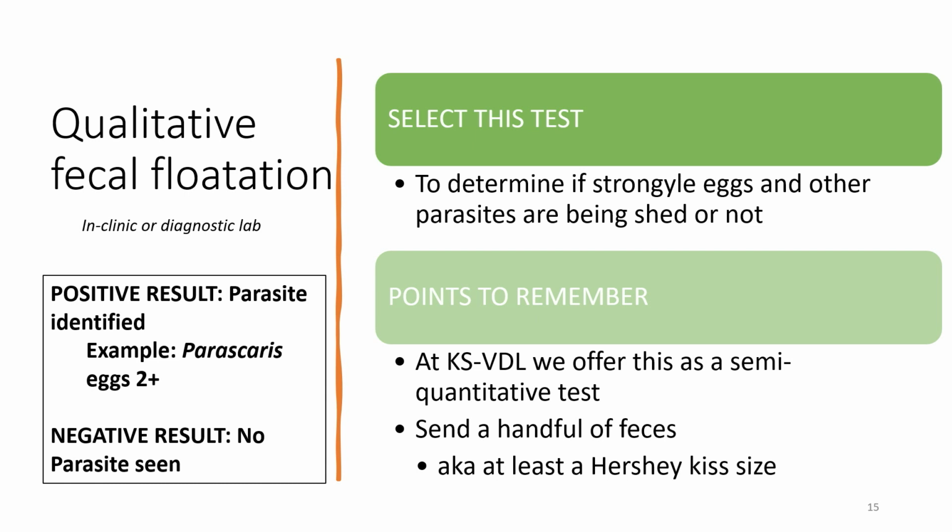Now, we recommend that you select this test, again, if the animal's history is unknown, if its deworming history is unknown, or if you're suspecting Strongyle eggs and other parasites that are being shed. Please send a handful of feces and we can do this test.